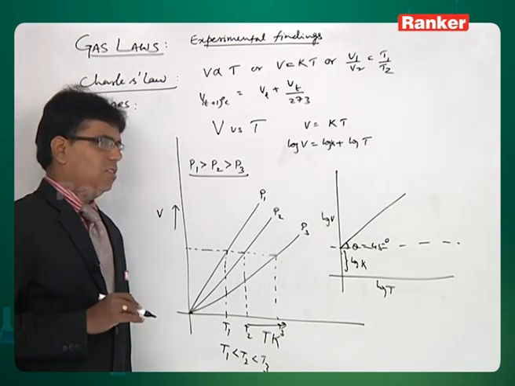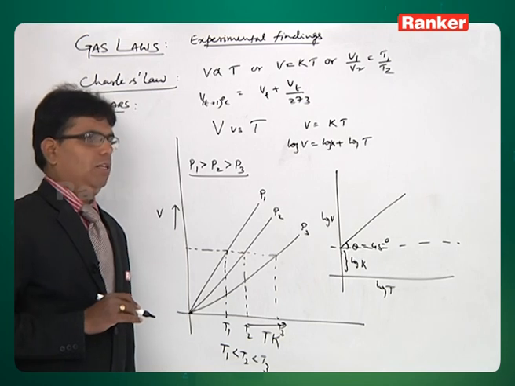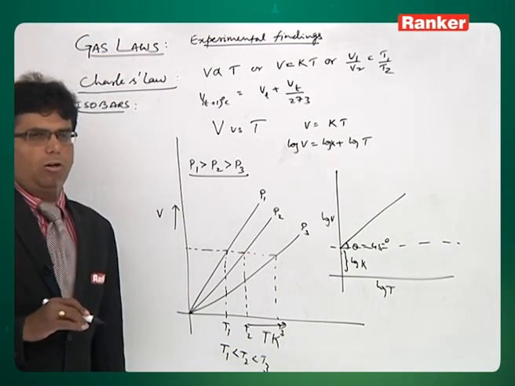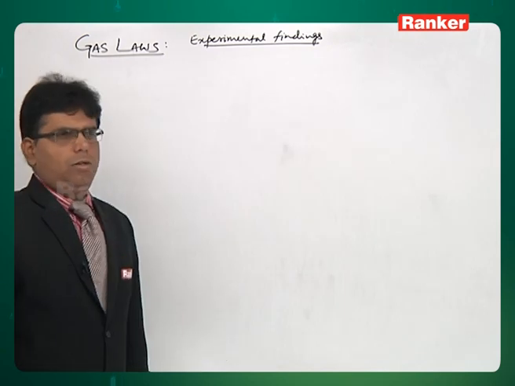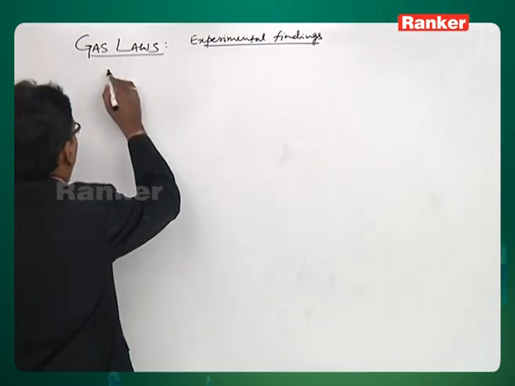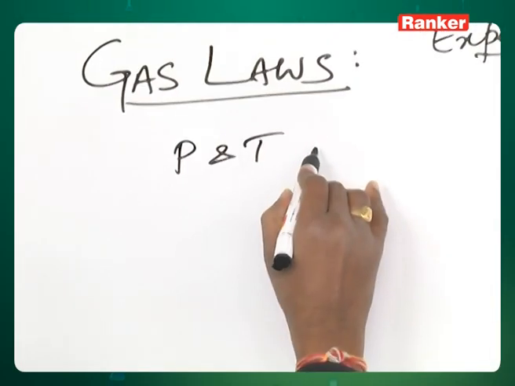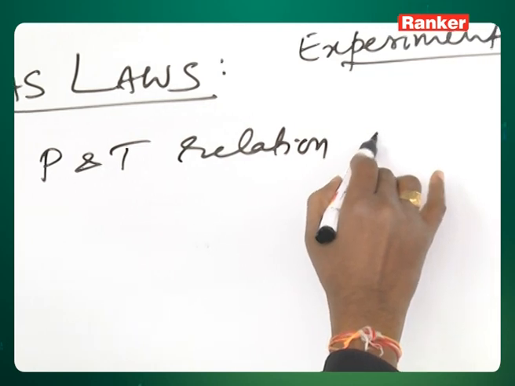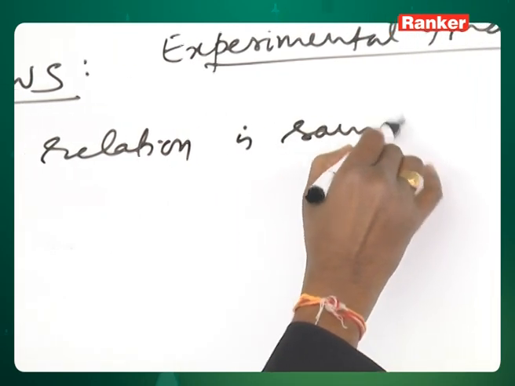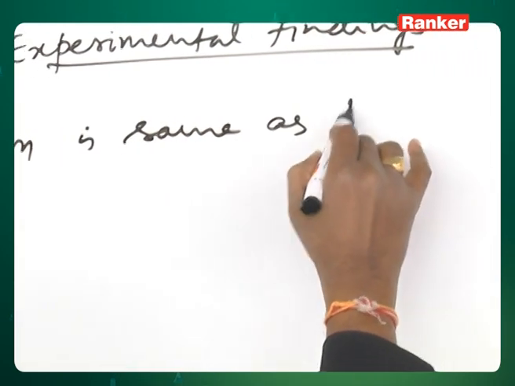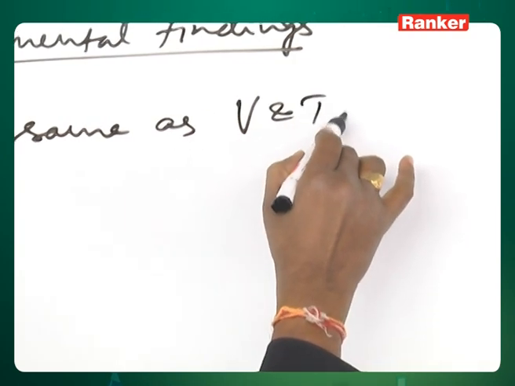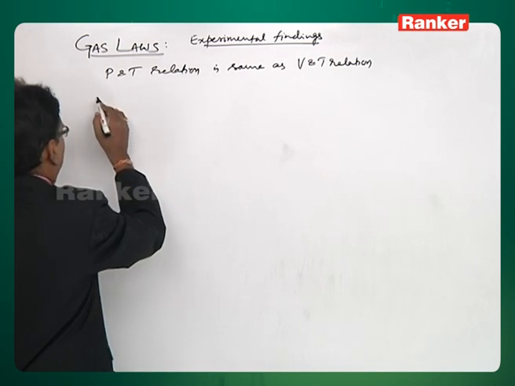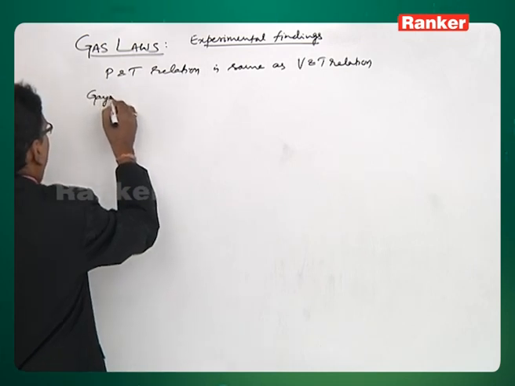Okay. The next what we look into is the pressure temperature relation and also the other law called Avogadro's law. Now, the next is pressure and temperature relation, which is same as volume and temperature relation for a given gas. This is also what we call Gay-Lussac's law.